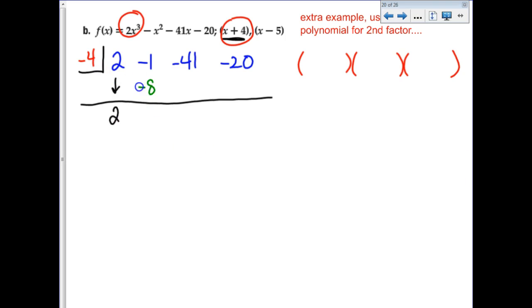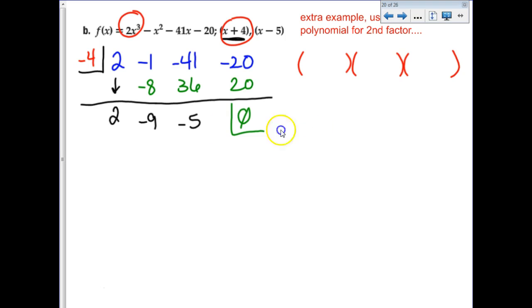So this is -8. -1 plus -8 is -9. That's 36. -41 plus 36 is -5. That was really difficult for a minute. -5 times -4 is 20. -20 plus 20 is indeed 0. So teacher didn't lie to me. That is a factor. Now what we're going to do is called a successive synthetic division.